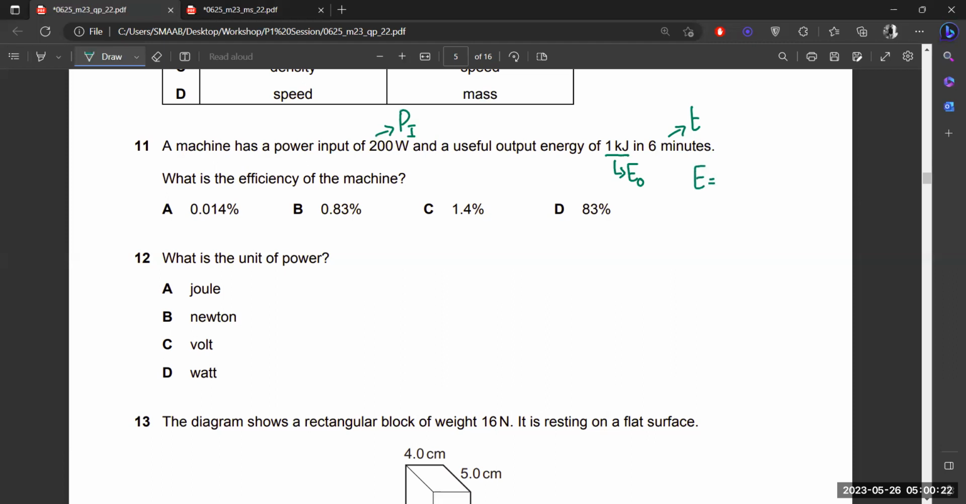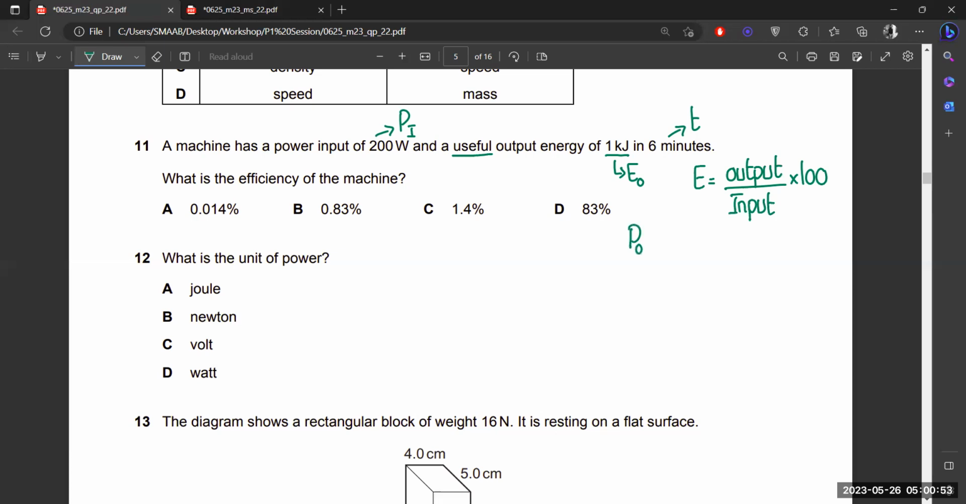So we know the formula for efficiency. I'm writing in short: output divided by input, because we know the concept, we always calculate the useful output energy multiplied by 100. So in the question, it is clearly mentioned we are working with useful output energy, that is 1 kilojoules. And we are having a value of input power. So first we need to calculate the output power.